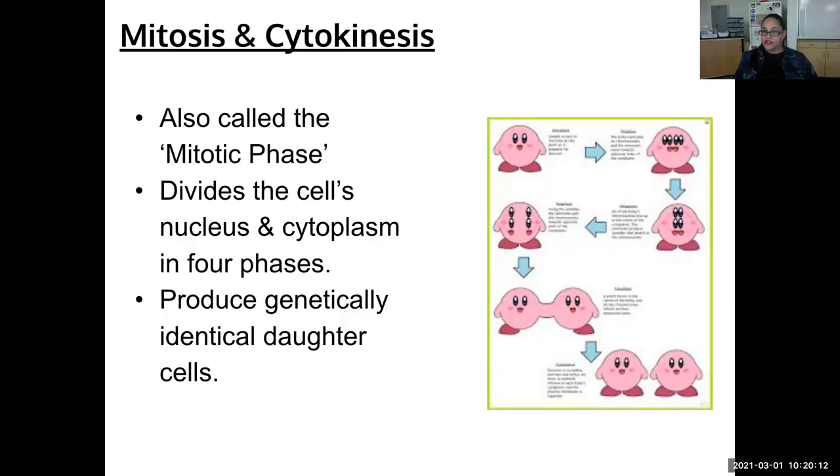Mitosis and cytokinesis is also called the mitotic phase. It divides the cell's nucleus and cytoplasm in 4 phases and produces genetically identical daughter cells. This is what our cells do to maintain and grow and repair themselves when we need it.